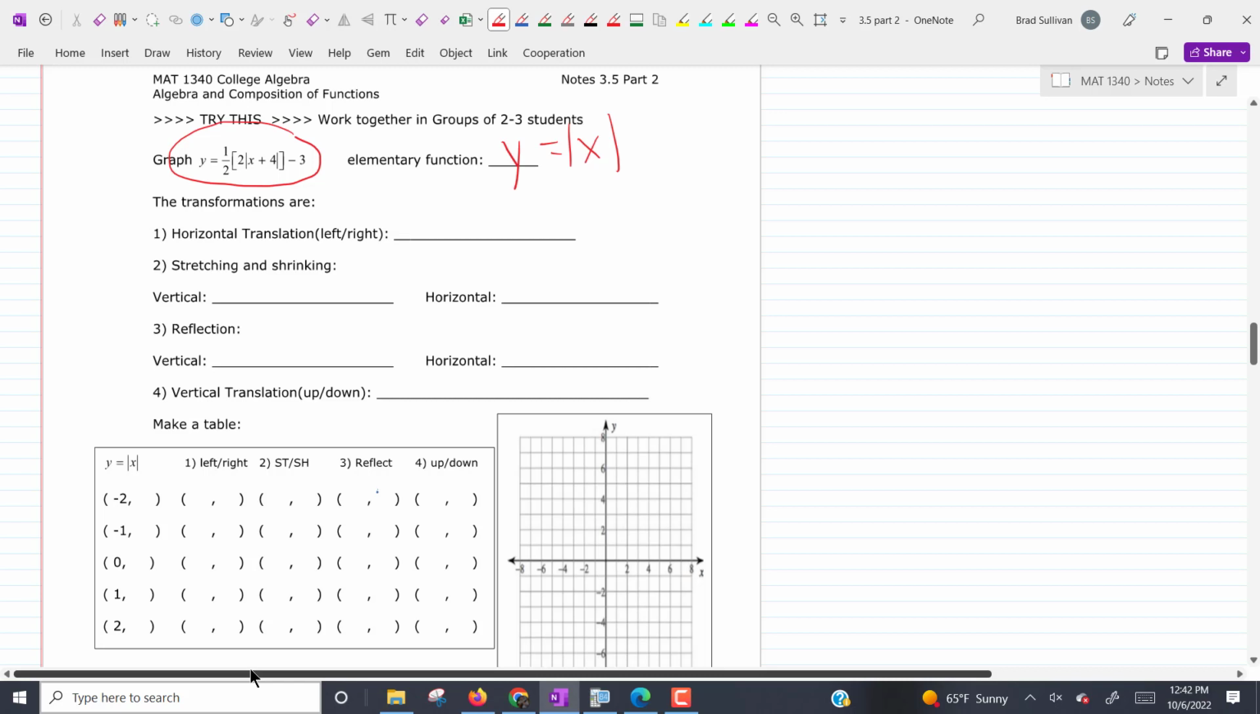Okay, so let's see. The first thing is we were going left 4. So you need to do -2 minus 4 to get -6. -1 minus 4 to get -5. These numbers are getting smaller by 4. You move to the left, it's the x value that changes. So you've got to adjust that first step there. Okay?